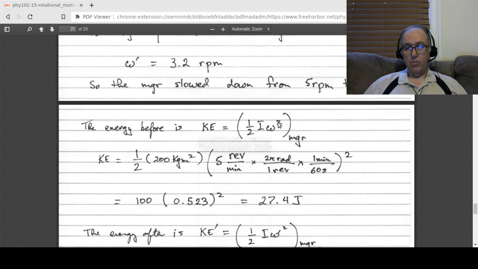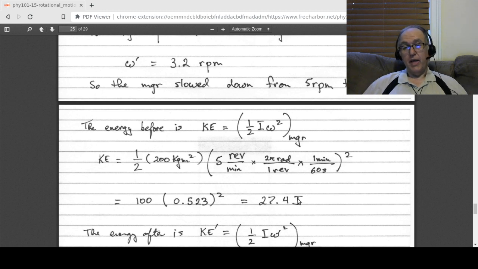So I have 1/2 I omega squared calculated just for the merry-go-round. And again, just like above, the moment of inertia was 200 kilogram meters squared for the merry-go-round. And then the 5 we had to convert to radians per second. And that turns out to be 27.4 joules. Okay, so this merry-go-round rotating has only 27.4 joules.